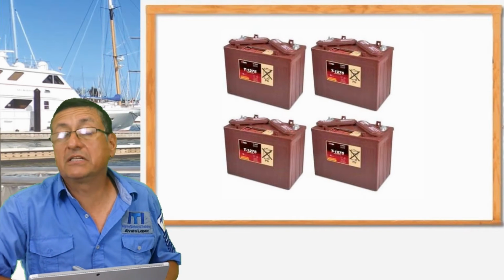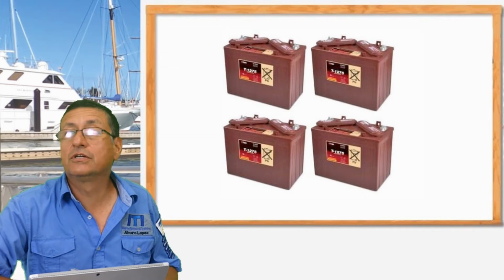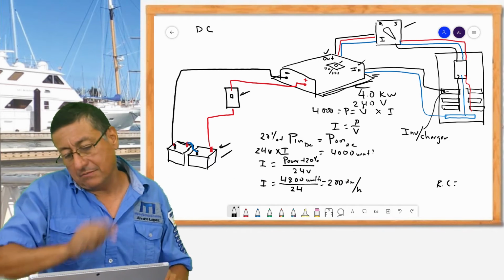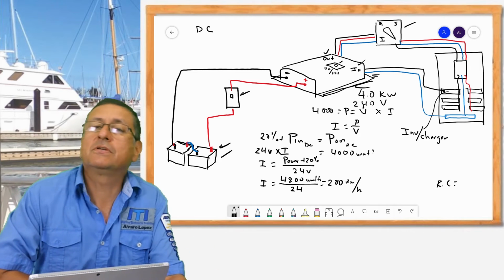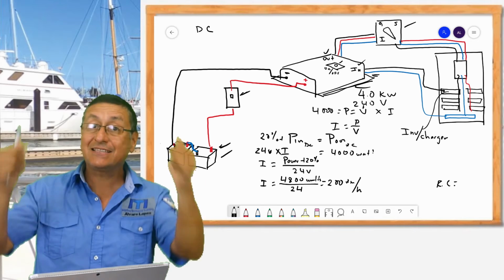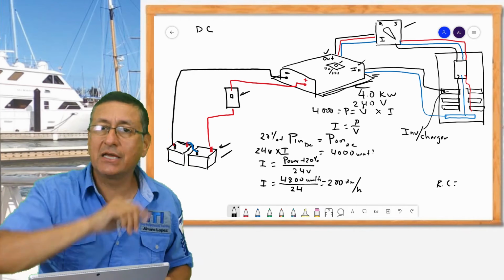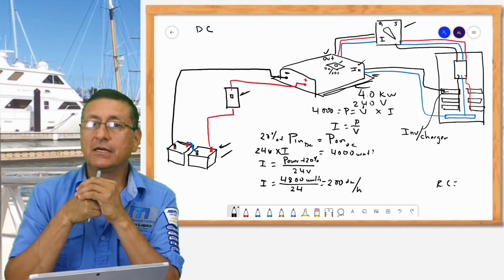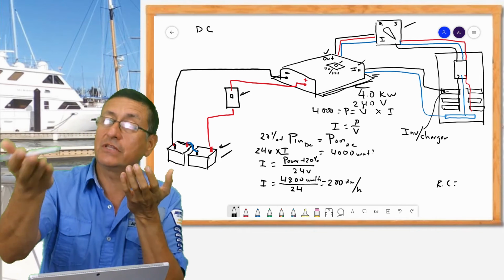I recommend batteries of 8 volts or 6 volts, and you configure them to produce 24 volts and the amount of amps, 200 amps. You connect in series, in parallel, or in series parallel. That's the secret. I want you to check in the lab with your instructor if that group of batteries is appropriate for that inverter.